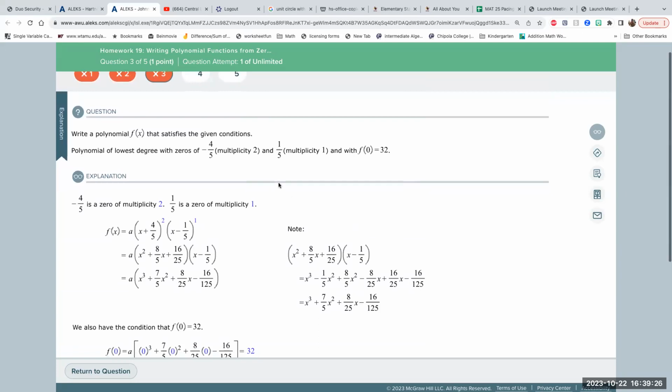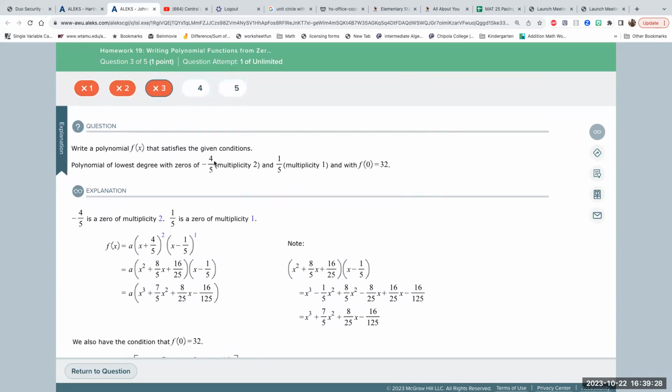So again, for this example, you had -4/5. You change the sign, you make it +4/5. Why is it squared? Because it has a multiplicity of 2. If this were a 7, you should start crying because you would have to do it 7 times. All right, this 1/5 had a multiplicity of 1, so you have to have it 1 time. Since this was squared, you had to multiply this out 2 times.